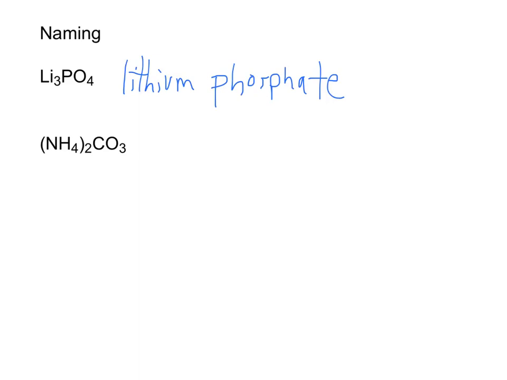The next one is NH4, which we know to be ammonium, and CO3, which we know to be carbonate. So it's simply ammonium carbonate. That one has 2 polyatomic ions in it. It's very possible that can happen.